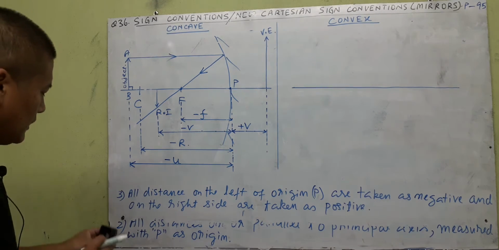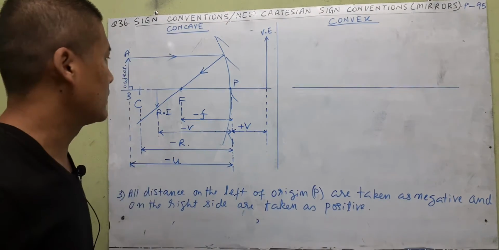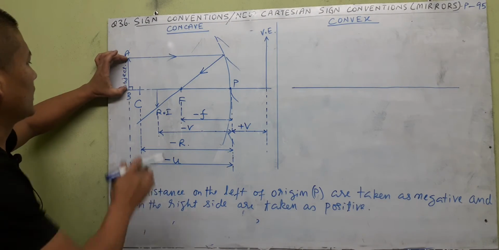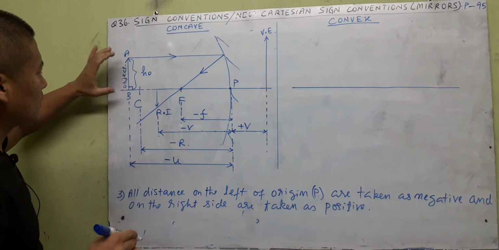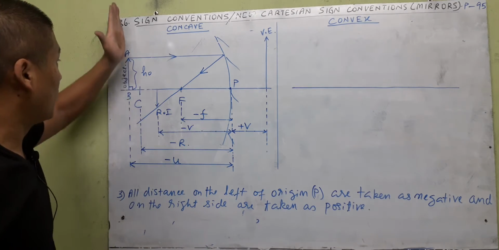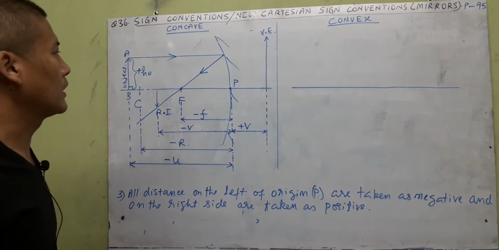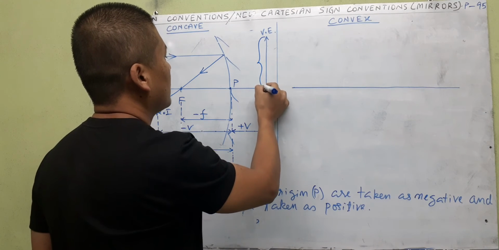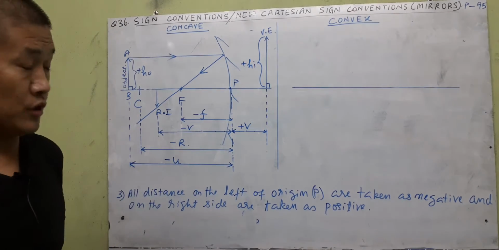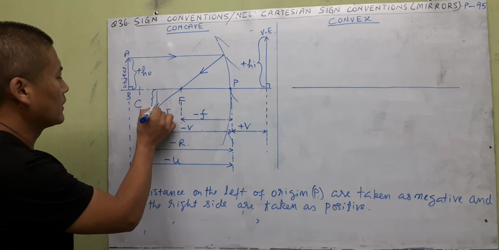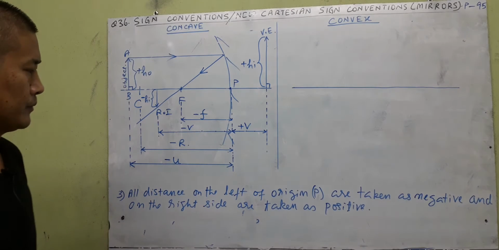But there are also other distances. Some are perpendicular and above the principal axis, like this one, which is called object height HO. Any distance measured perpendicular and above the principal axis is taken as positive. All distances above and perpendicular to the principal axis, like the image height, the image size, are positive. And all distances below the principal axis, like this image height HI below the principal axis, are taken as negative. So let us write that down.